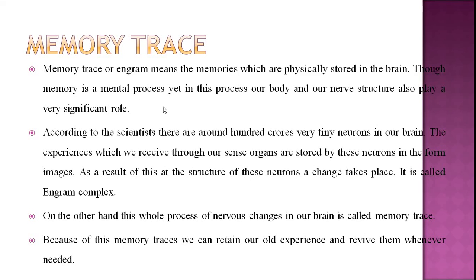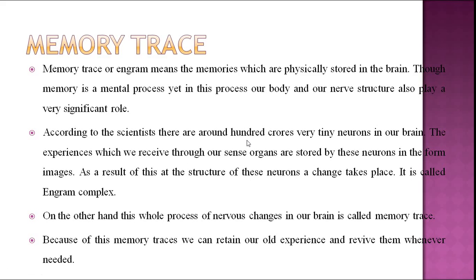According to scientists, there are around 100 crores of very tiny neurons in our brain. The experiences which we receive through our sense organs are stored by these neurons in the form of images. As a result, a change takes place in the structure of these neurons. It is called engram complex.